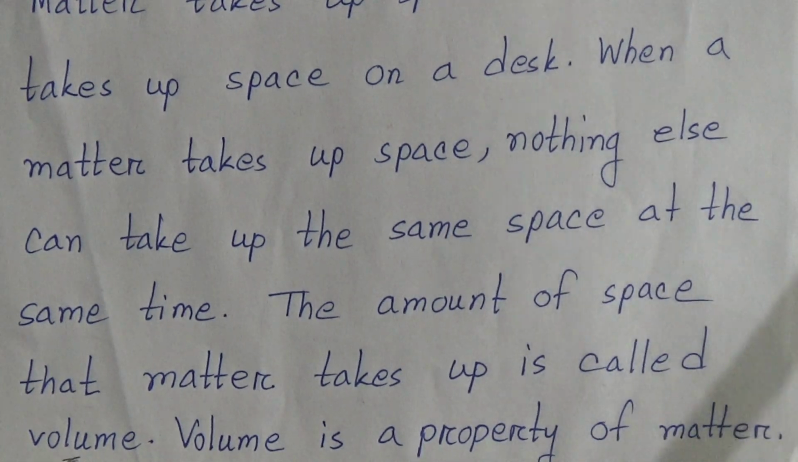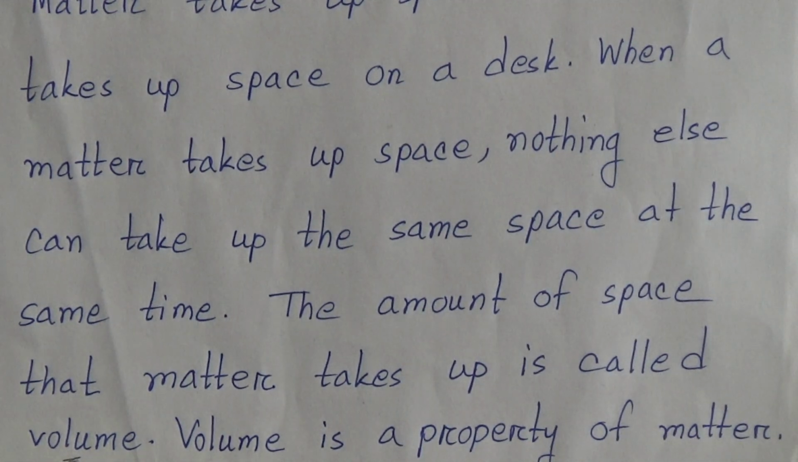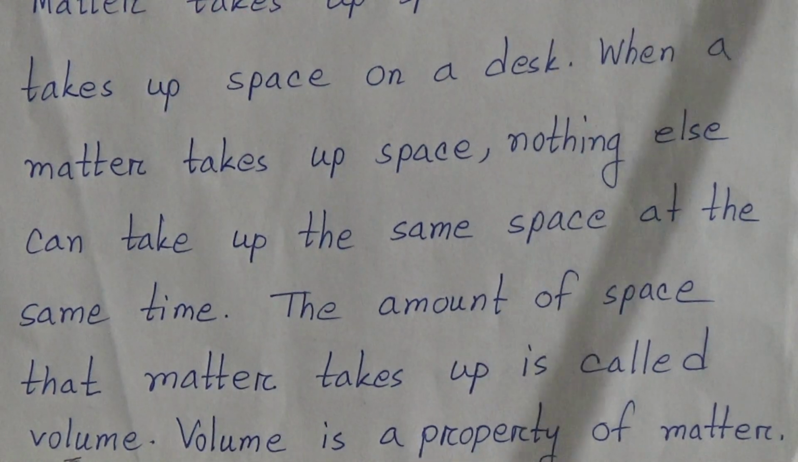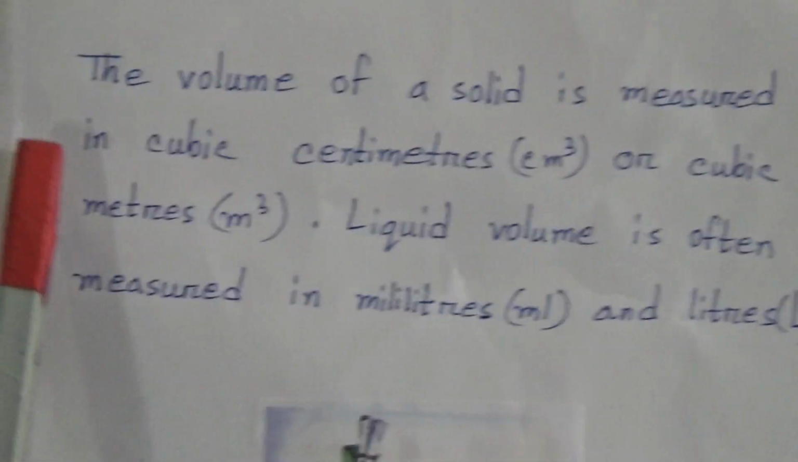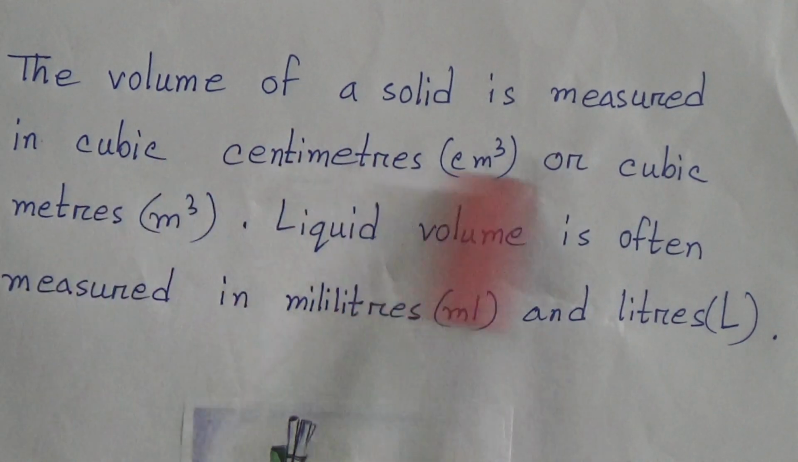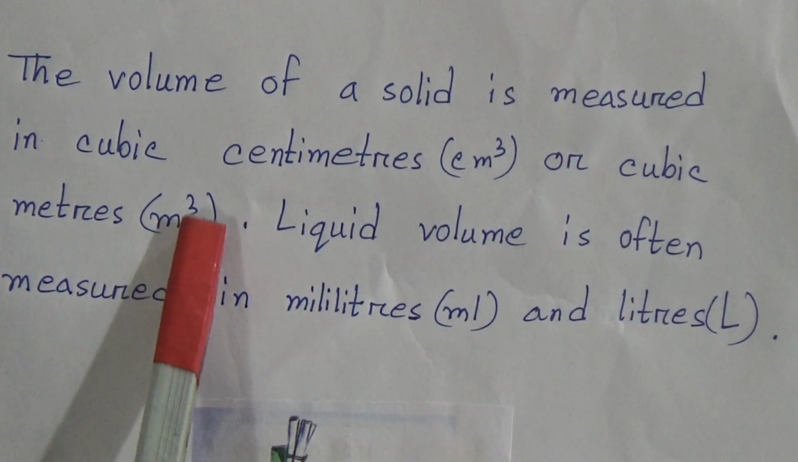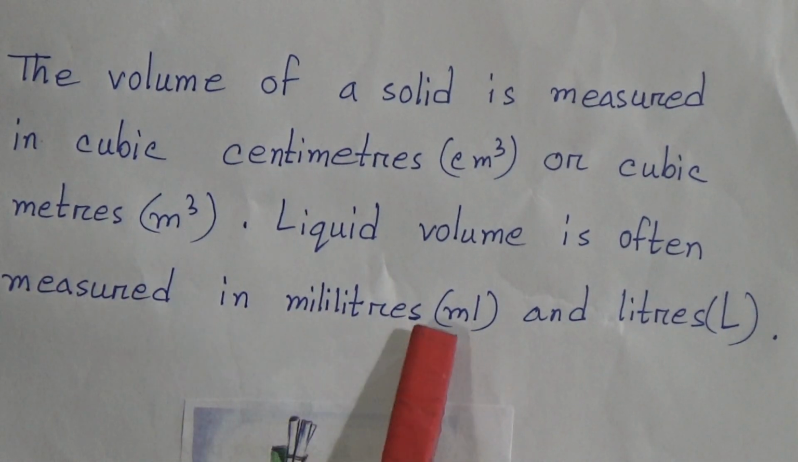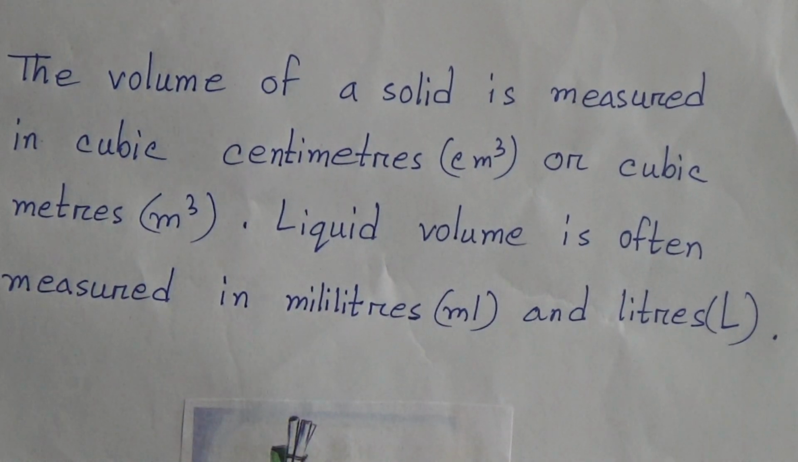Look at this picture. Here are so many things. You can see book, pencils, erasers and so many things. They take space on this table. The volume of a solid is measured in cubic centimeter, centimeter cube, or cubic meters, meter cube. Liquid volume is often measured in milliliters and liters.